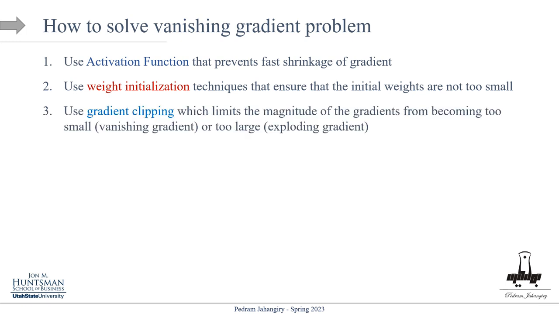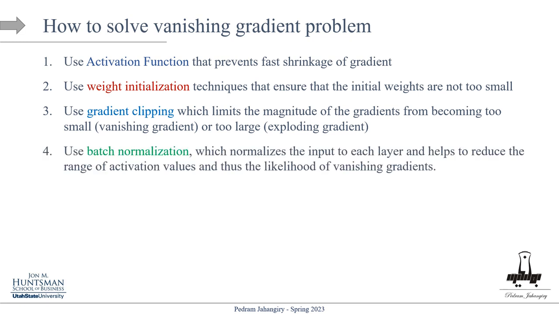The third solution is basically using the concept of gradient clipping. As the name suggests, it's going to limit the magnitude of the gradients from becoming either too small or too large. So remember, the gradient can become too small. This is the vanishing gradient problem, or it can get too large. This is the exploding gradient problem. In either way, we can clip those gradients and truncate the magnitude to make sure that they are not going to either explode or vanish.